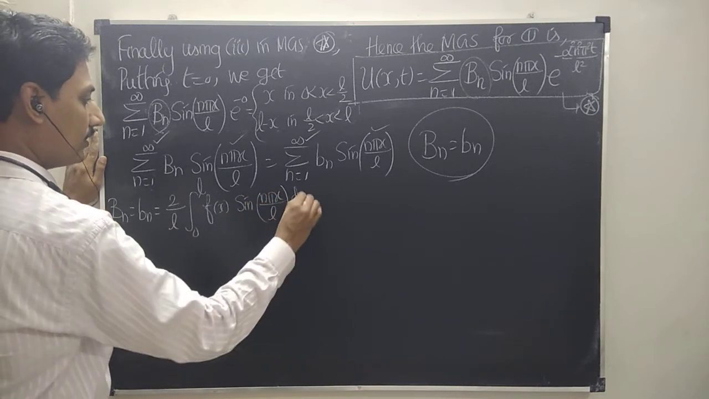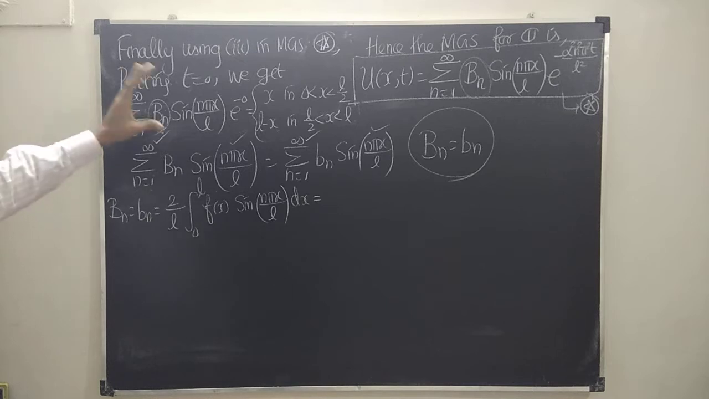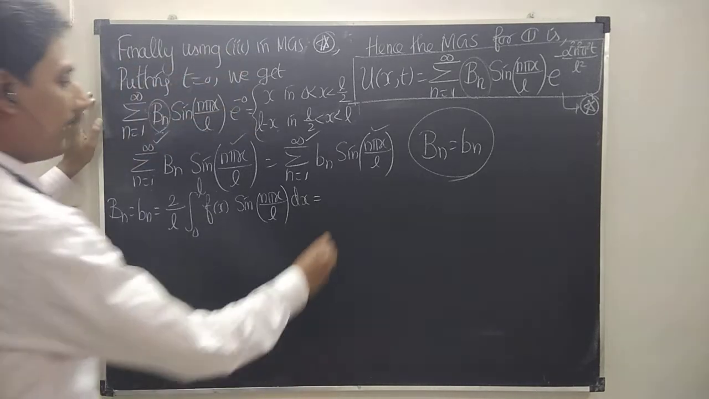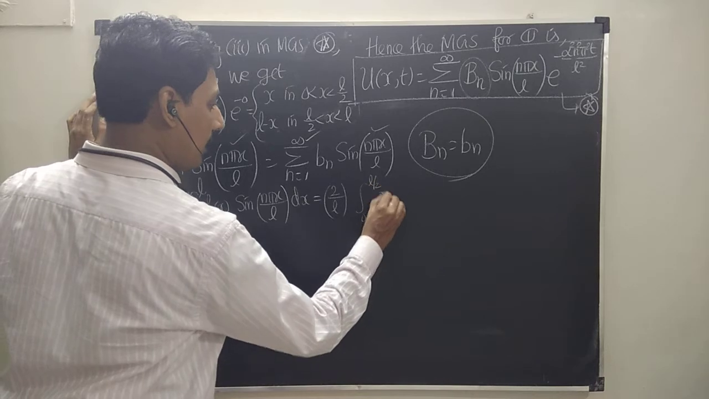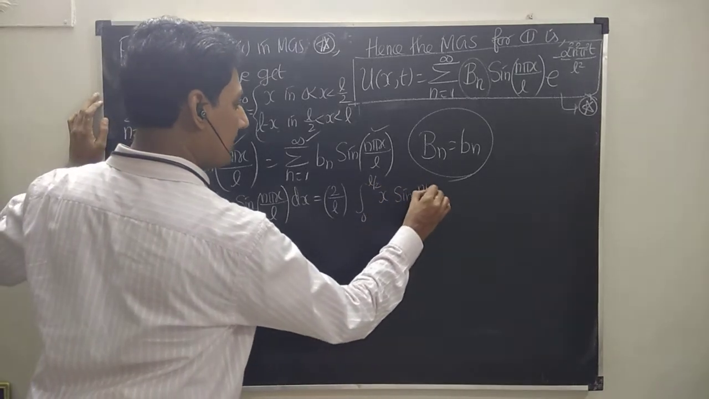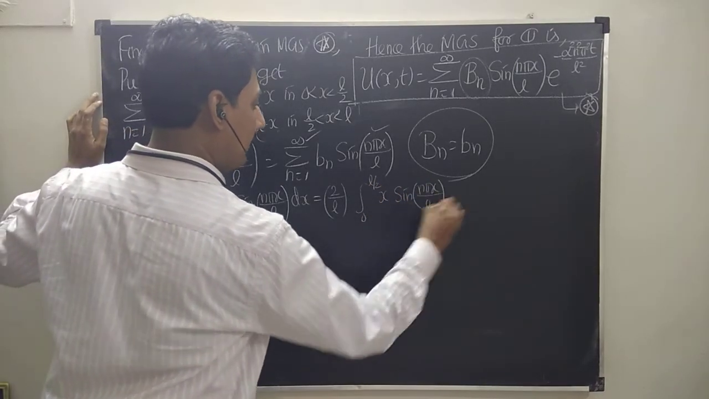This is the formula for the bn. Now in this function, this is the f of x. It can be divided into two subintervals. One from 0 to L by 2, it is x.